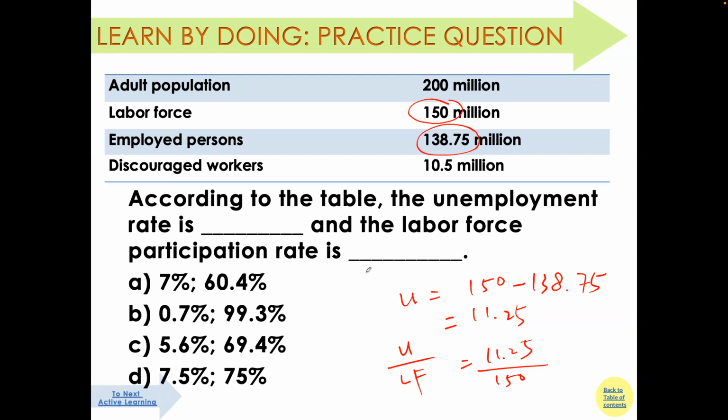Okay. So now the second part, what is labor force participation? That's going to be equal to labor force divided by the adult population, equal to 150 divided by 200. Okay. So then the answer is D. Here the discouraged worker is just a distraction. It doesn't enter the calculation for the two numbers the question asked. Right? Any questions? No.